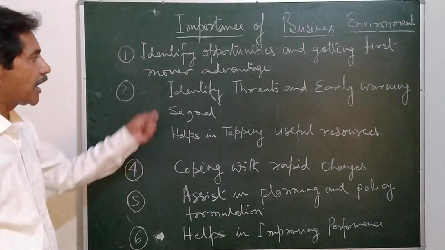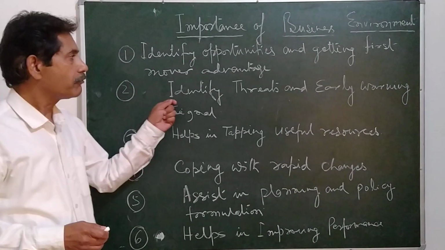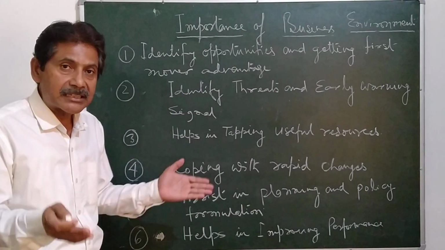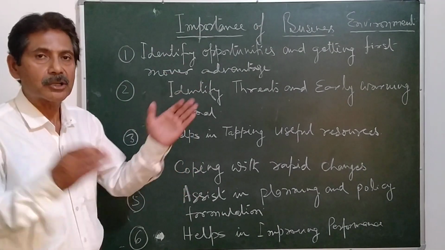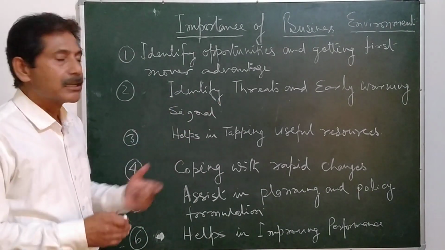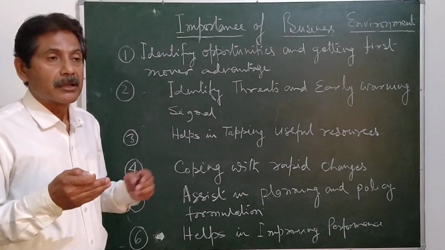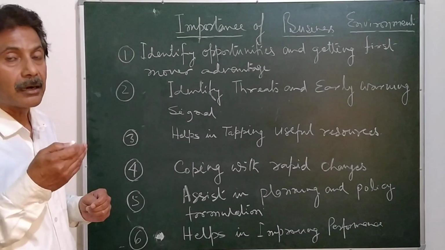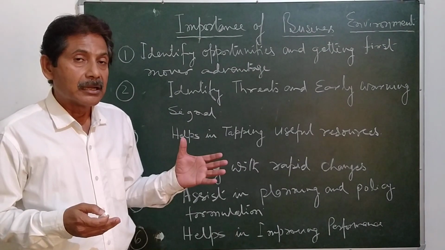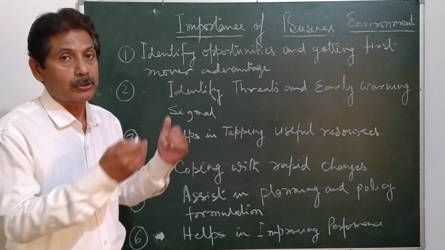The second point is identify threats and early warning signal. Now what is the meaning of identify threats and early warning signal? There are so many threats. As I said, there are so many opportunities lying in the market. Similarly, in business, there are so many threats. Threats like, suppose your competitor has come with a new sales promotion activity and is offering something great. So these are the threats for your product.